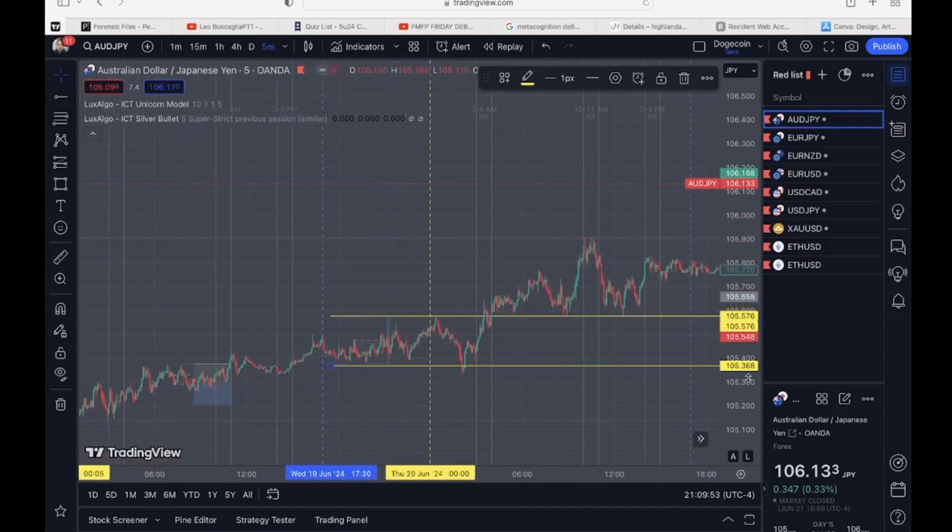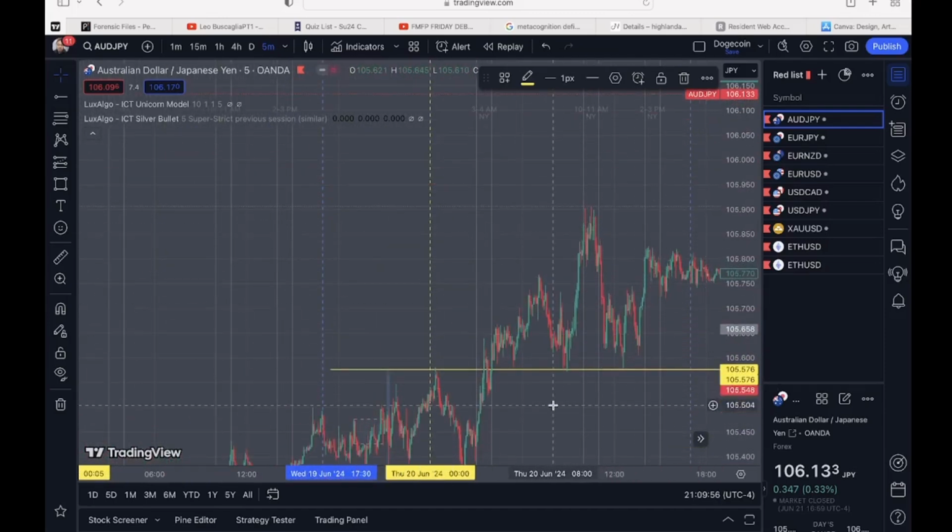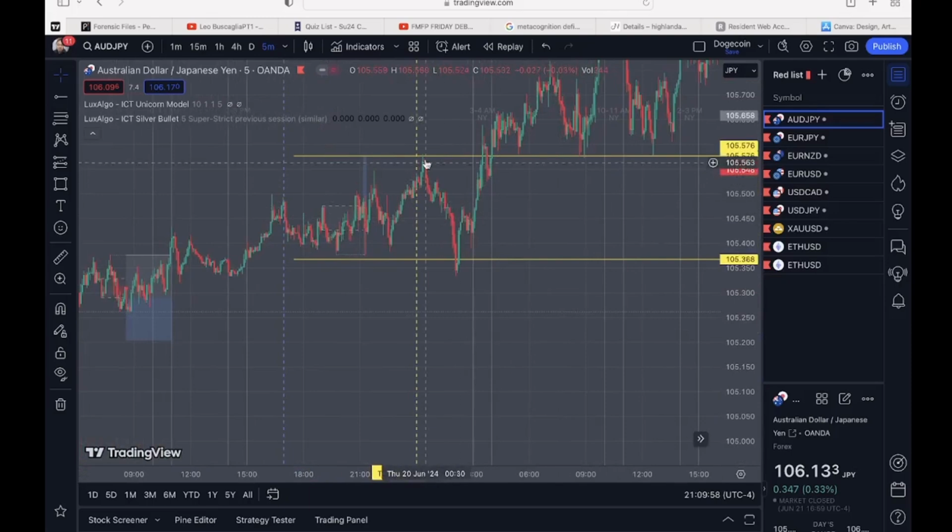So, zoom in for you guys. All right, we got the start right here, 0000. Price comes up. We're not interested in selling. We're interested in buying because the higher time frame shows that we're bullish.